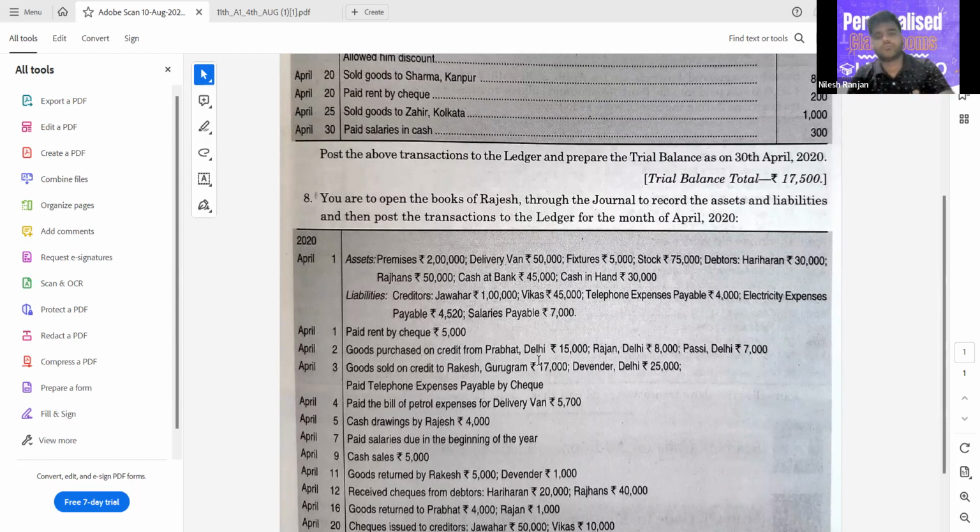Sir, only opening balance, no need to write the ledger. No need to write all the ledgers. You have to write these opening balances in their respective accounts in ledger. You don't have to prepare full ledger account. You just write these opening balances in their respective account. Okay, sir.